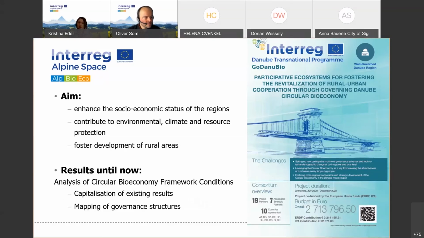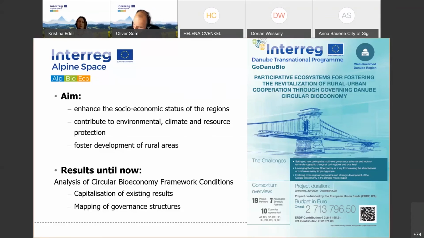The aim of Go Danube Bio is, on the one hand, to enhance the socio-economic status of the regions, but also to contribute to environmental, climate, and resource protection. And we would like to foster the development of rural areas, so those are long-term aims. We would like to contribute to the reduction of rural exodus, which is, I would say, the main contribution of Go Danube Bio, because more and more the rural areas have the problem that young people are moving away. So it is getting more important to find ways so that the people stay in the rural areas.